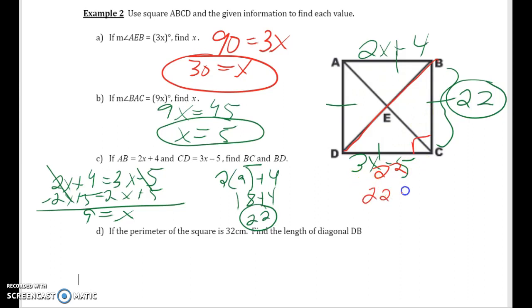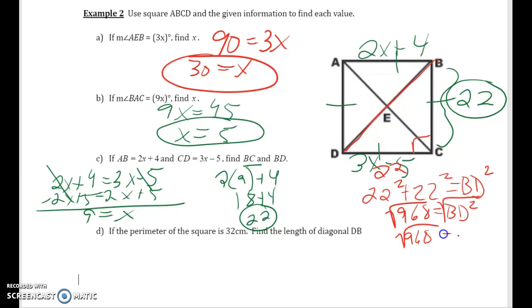So 22 squared plus 22 squared is going to equal BD squared. And that gives us 968 equals BD squared. And we take the square root of both sides, which is the opposite of squaring. We can leave it as square root of 968 since it didn't tell us to round anywhere. However, the value we get out is 31.11269837. Again, it'll tell you where to round if necessary.